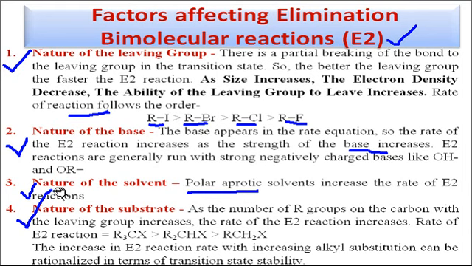Fourth is the nature of the substrate. As the number of alkyl groups on the carbon with the leaving group increases, the rate of E2 reaction increases. The rate of E2 reaction is in the order: tertiary alkyl halides are more reactive than secondary, than primary alkyl halides. The increase in the E2 reaction rate with increasing alkyl substitution can be rationalized in terms of transition state stability.